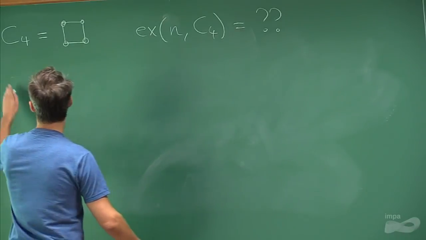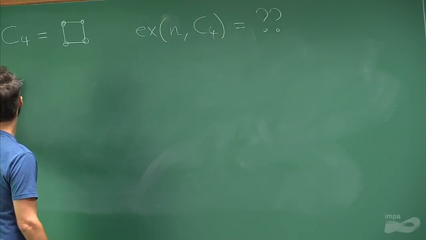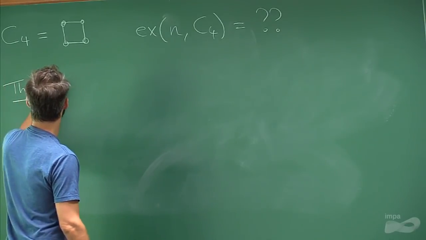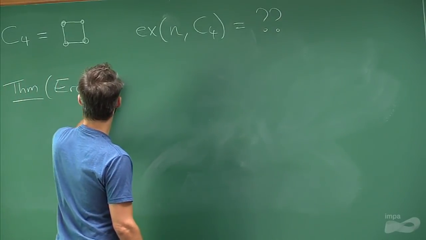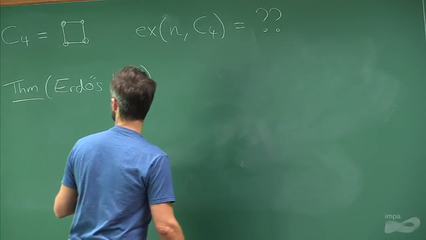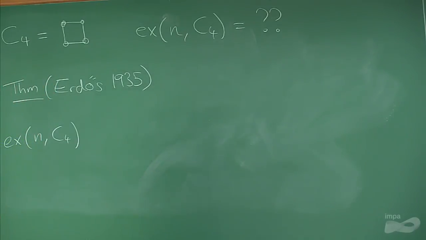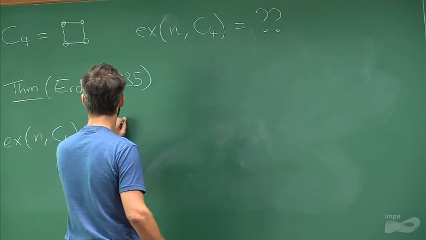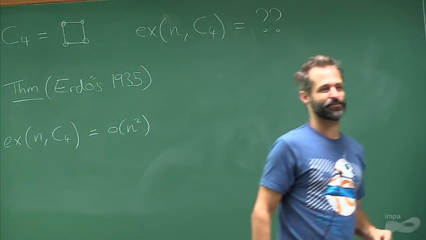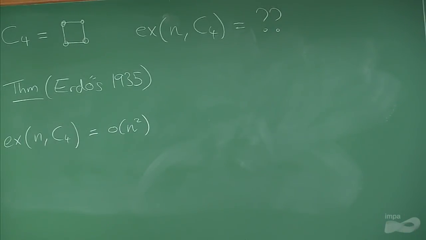So let's try to prove this, which is really a theorem of Erdős from 1935. The extremal number of C4. Well, we couldn't come up with a construction. We couldn't even come up with a construction that beat linear, that was superlinear. So let's at least try and prove that it's subquadratic. Right, let's try and prove it's little o of n squared. Oh, sorry, this one? No, the little o, thank you, sorry.